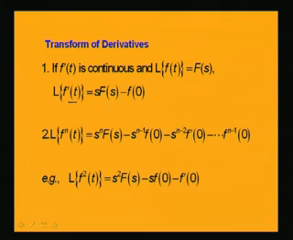In general, if you are finding the Laplace transform of the nth derivative of a function, it will be s to the power n into F(s) minus s to the power n minus 1 f(0) minus s to the power n minus 2 f dash(0), and it goes on, and the last term will be s to the power 0 into f to the power n minus 1 of 0.